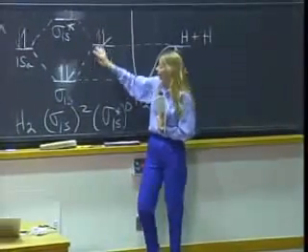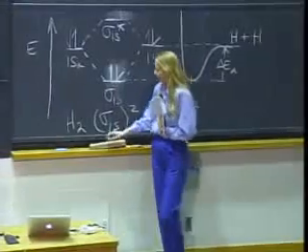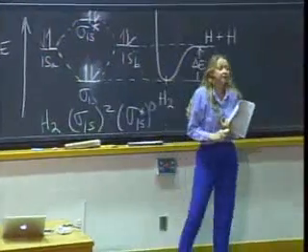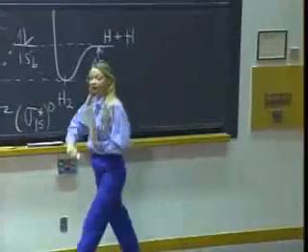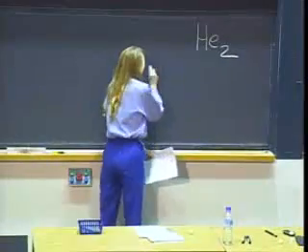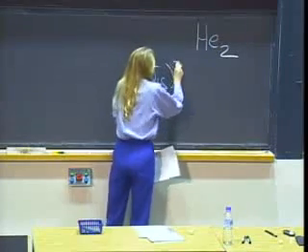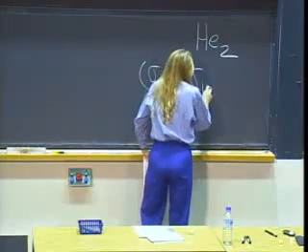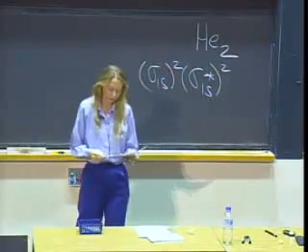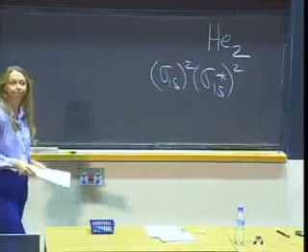Two of these electrons are going to be in the bonding state, and then two of these electrons are going to be in the antibonding state. And so the electron configuration here for helium is 1s2 sigma 1s star 2. That's the electron configuration for helium dimer.